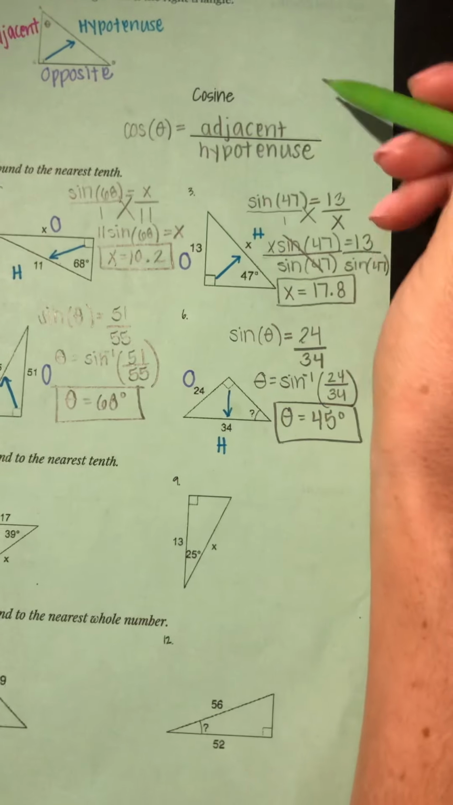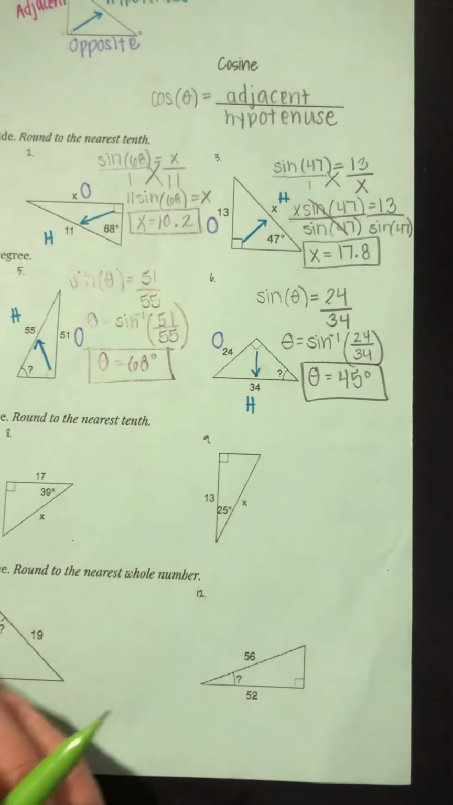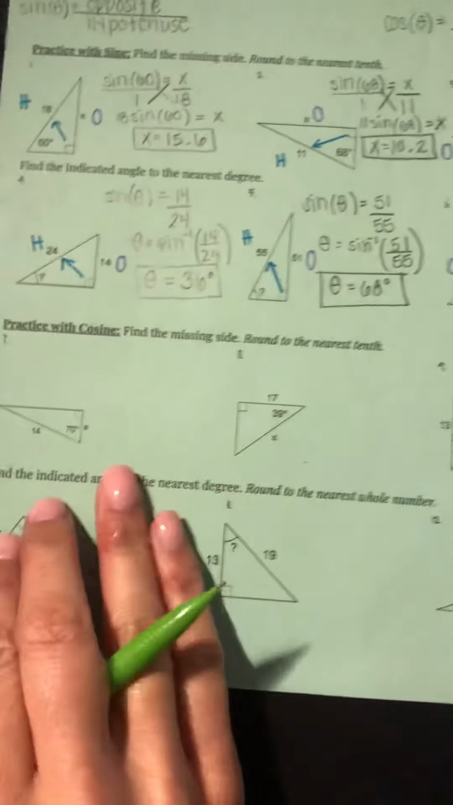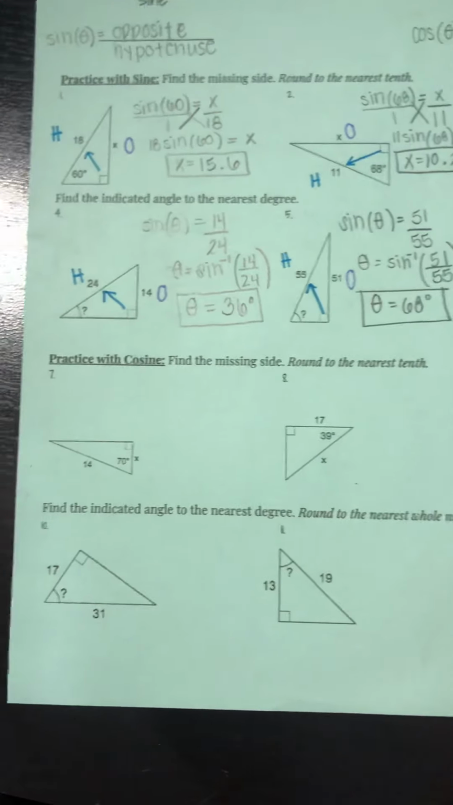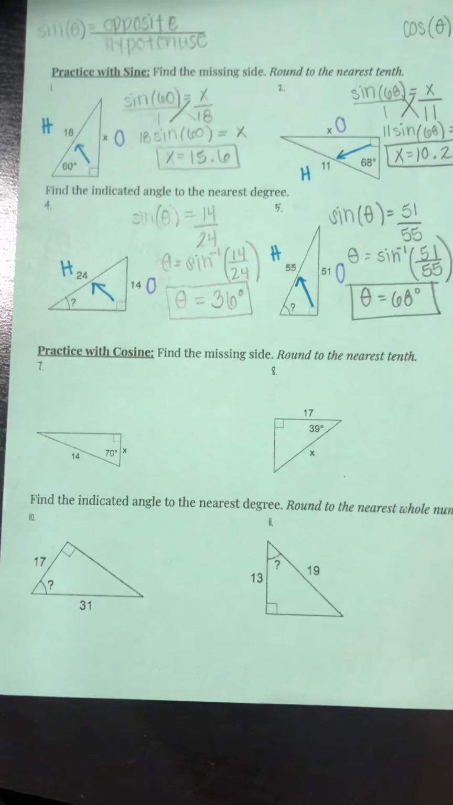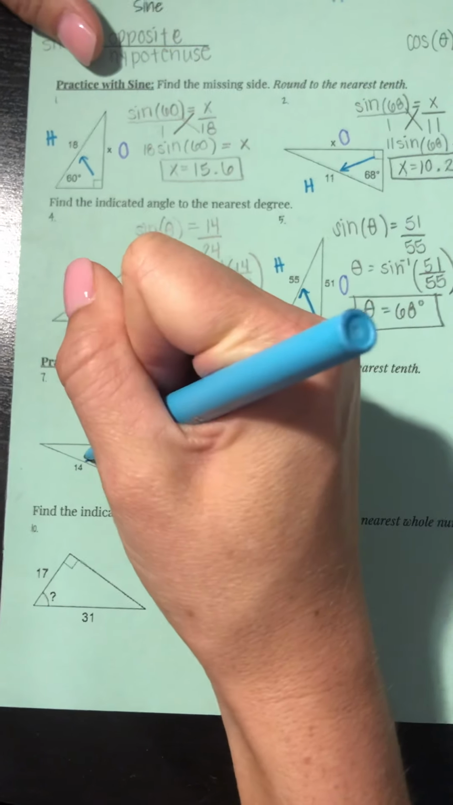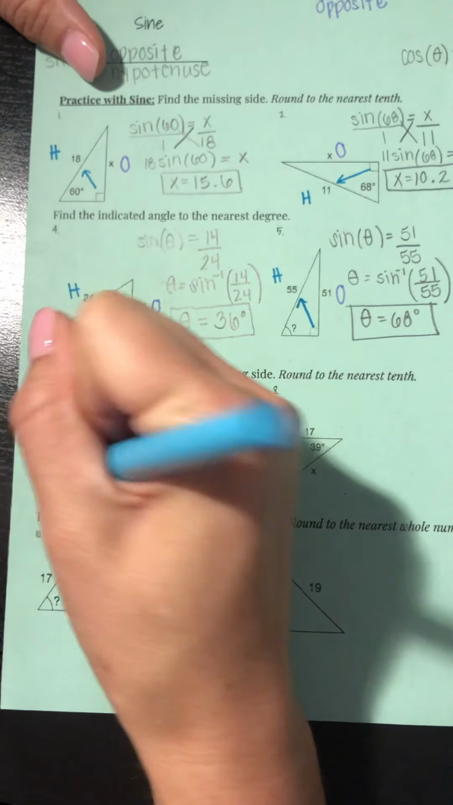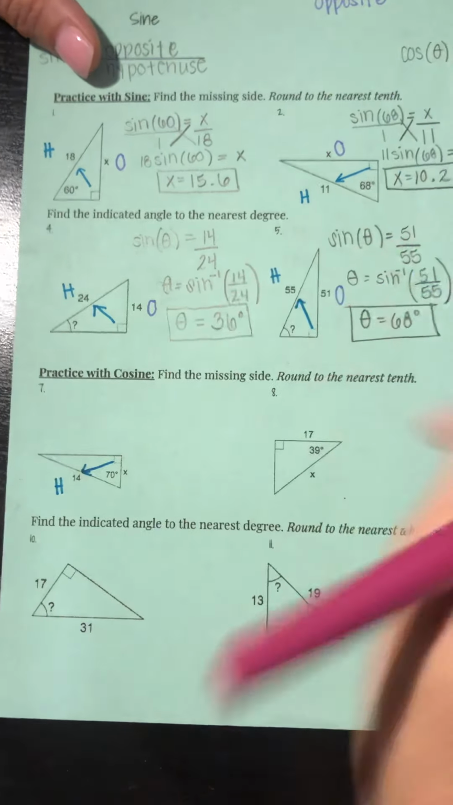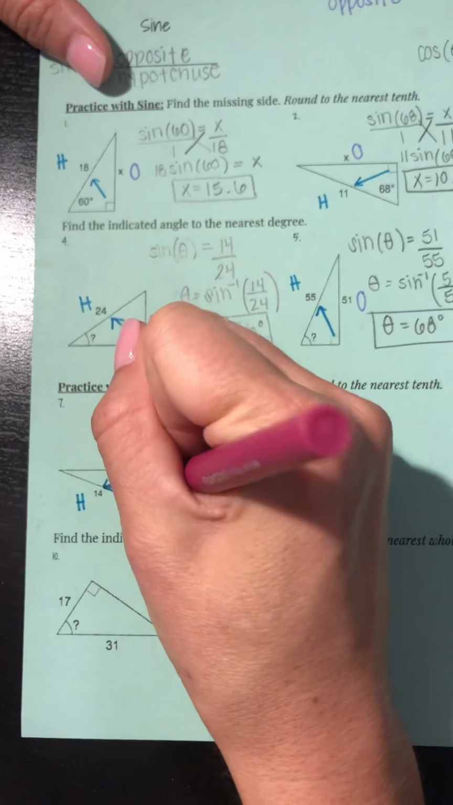And cosine's kind of similar, except now it's using the adjacent side and the hypotenuse. But the whole process is the same as sine and tangent. So looking at this one, find the missing side, round to the nearest tenth, so same thing. So just like always, label your triangle. So 14 would be the hypotenuse. And then since this side is right next to theta, this is the adjacent side.